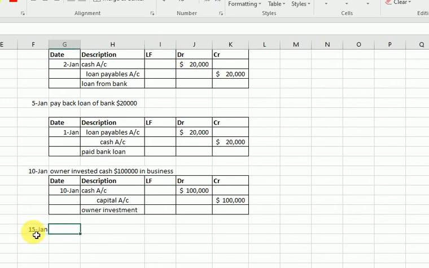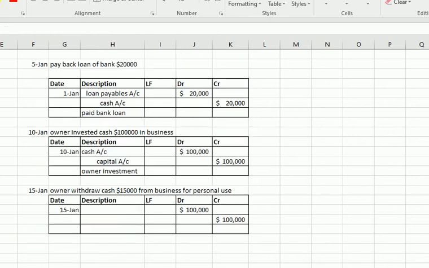Now look, on 15 January, the owner withdraws cash $15,000 from the business for personal use, not for business use. Now this is called drawings. Okay, look at it. So drawings account is debited.